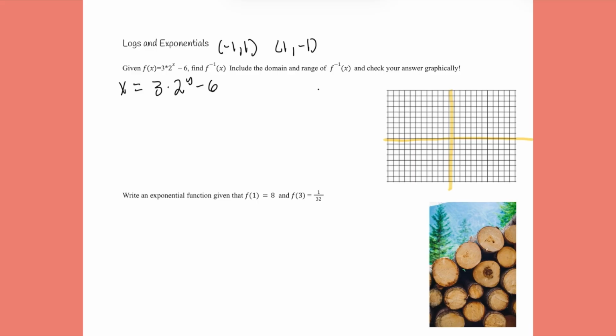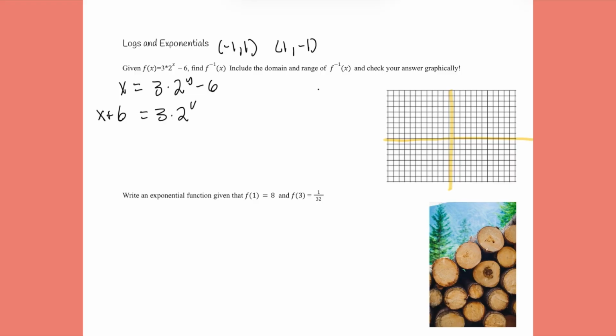Okay, the first thing I notice is that there's a lot of numbers going on, and I want to isolate y because that is the easiest way to graph it. So I'm going to start by adding 6 to both sides because if there's extra numbers around y, I do the addition and subtraction first. So 6 is going to cancel out on the right side, and I get x plus 6 equals 3 times 2 to the y.